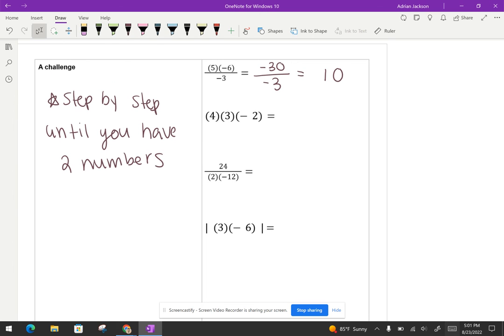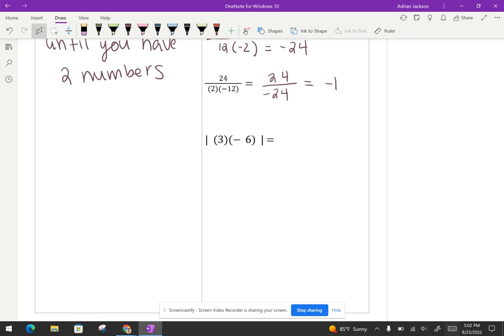All right, the next one I'm going to start with 4 times 3, which is 12. And I'll take that times negative 2. The signs are different, so my answer will be negative 24. All right, for this one here, I'm going to have 24, and then I have 2 times negative 12 on the bottom. So I'm going to have negative 24 on the bottom. And again, this is just dividing. So 24 divided by 24 is 1. But since the signs are different, it is negative.